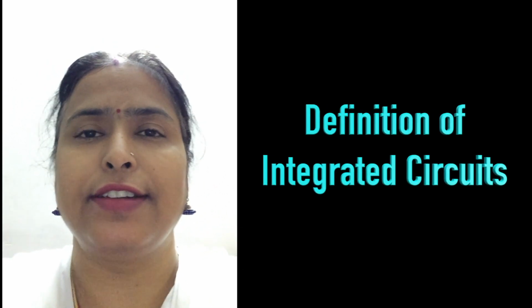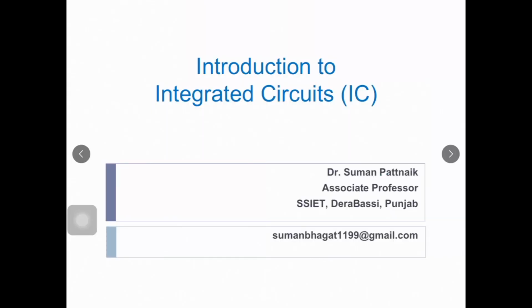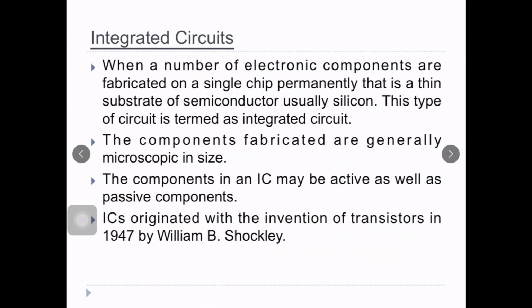So let's start with first the definition of integrated circuits. The concept of an integrated circuit is that a number of electronic components are fabricated to form a particular circuit, permanently on a single chip, and that chip is a substrate of semiconductor, which is usually silicon. This type of circuit is called an integrated circuit because it is integrated simultaneously on a single chip, and only the connections are provided for the user.